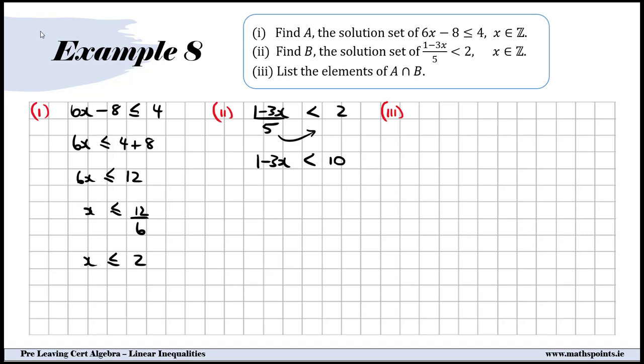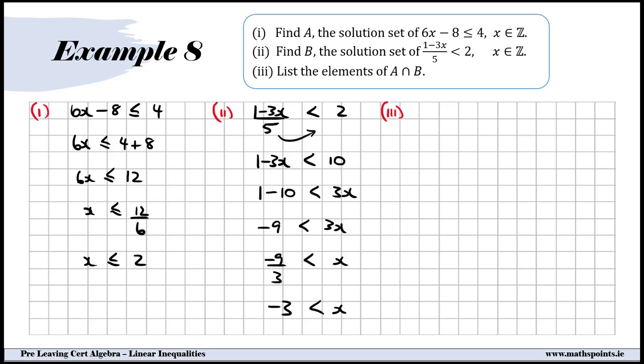Okay, so I'm going to collect the x's on the right hand side because I'd like them to be positive, and if I collect them on the right hand side, that minus 3x will be a plus 3x. So the numbers are going to be collected on the left. So we have 1, and then to get rid of 10 on the right hand side, we're going to subtract a 10 from both sides. To get rid of the minus 3x from the left hand side, I'm going to add a 3x to both sides. 1 minus 10 is minus 9, which is less than 3x. And then I'm going to divide both sides by the number beside the x, which is 3. So I have x is greater than minus 9 divided by 3. So x is greater than minus 3.